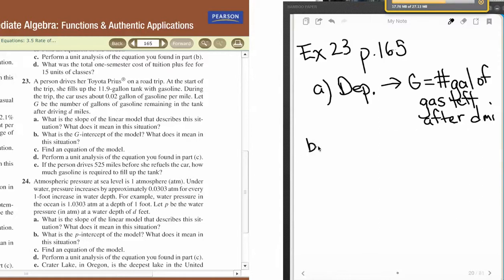Now the next thing that we want to identify is our independent. Well, the number of miles is going to be our independent because we're driving the miles and then getting some number of gallons of gas left. So D is the miles driven.